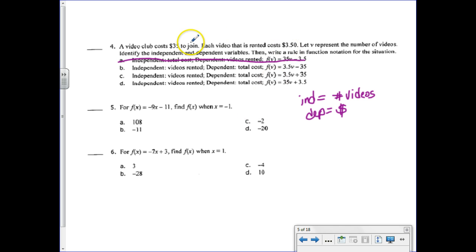Now, the $35 is a flat fee, so there's no variable related to that. It's just 35 no matter what. And then, in addition to that, you're adding 3.50 times every video. And that one should be C.